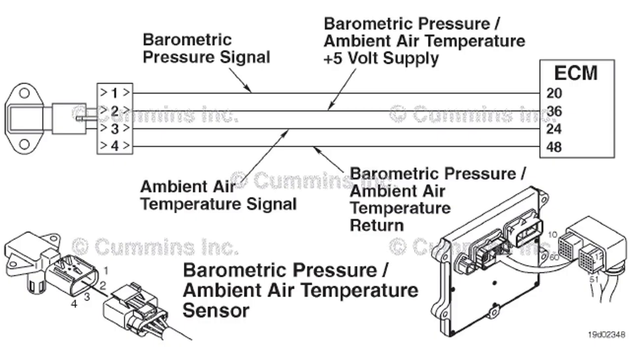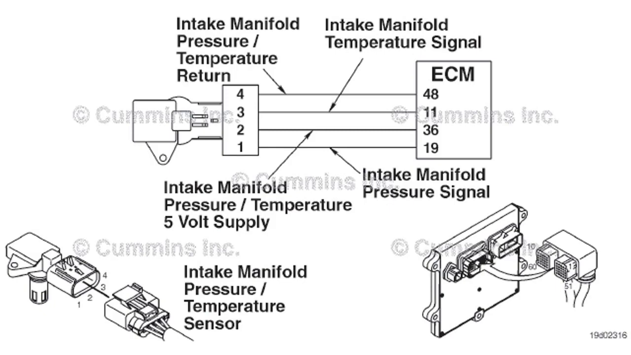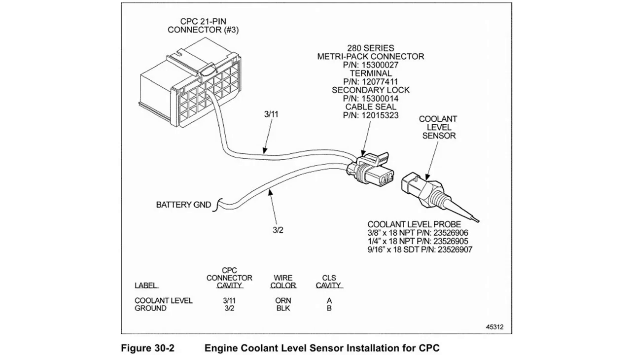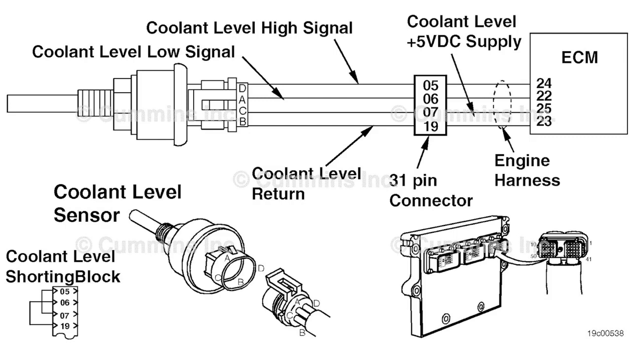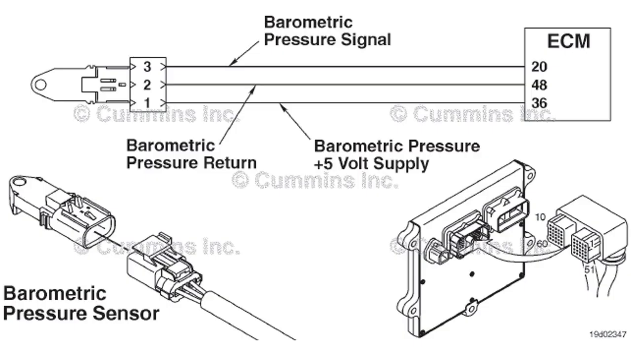Step 4. Clear the fault code after fixing the problem with the engine coolant temperature sensor circuit. Use a diagnostic scan tool to clear the fault code from the ECM memory. This will turn off the check engine light on the dashboard.